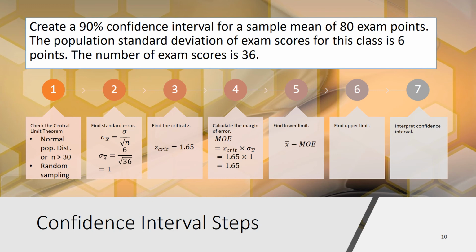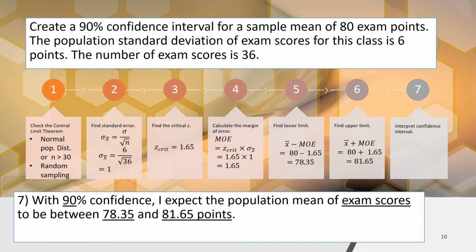Then you want to find the lower limit, which is just the sample mean minus the margin of error. So we're going to take 80, which is the sample mean, minus 1.65. We get 78.35. And then find the upper limit, which is almost the same thing, but we're going to add the margin of error, which is 80 plus 1.65, which is 81.65, and then just interpret the confidence interval.